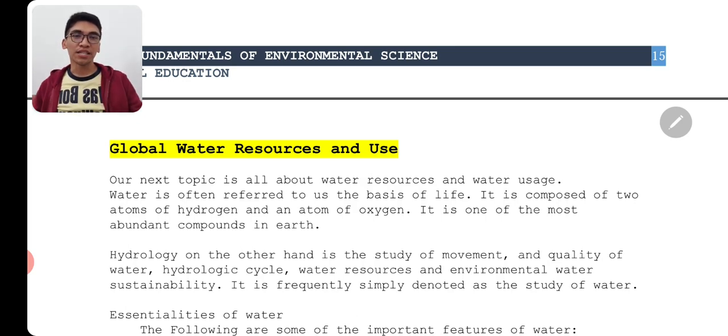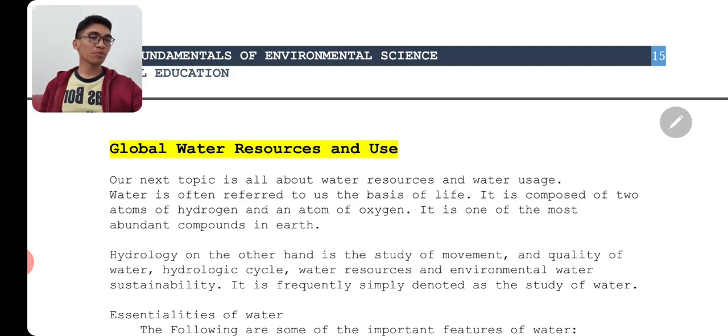So nakalagay dito sa ating module, our next topic, dito magbasa, mas malinaw. Our next topic is all about the water resources and water usage. Water is often... who wants to read? Who wants to read, guys? Okay, wala, ako na lang. Our next topic is all about water resources.